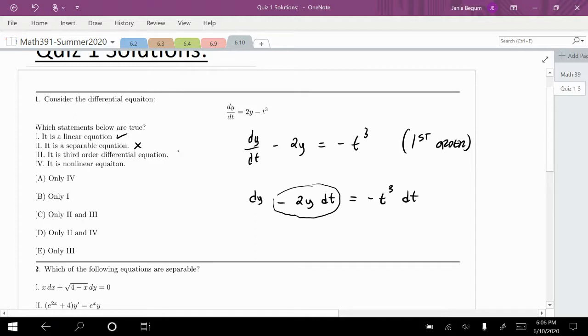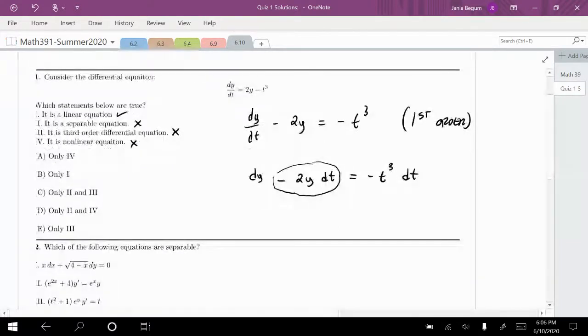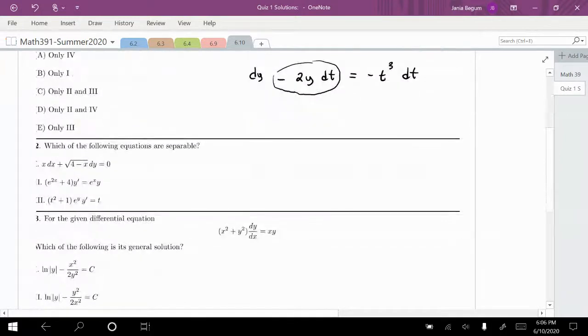So the order is first, that means this is a choice. Now we already said it's linear, so that means the fourth option is also not a choice. Therefore the first statement is true. That shouldn't take you too long, maybe a minute, a little bit more. That's the first one. Then the next problem you had was to determine which of the following are separable.